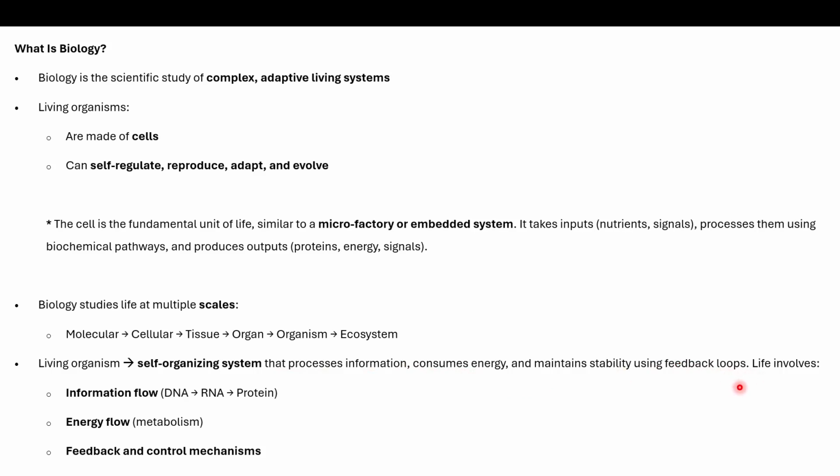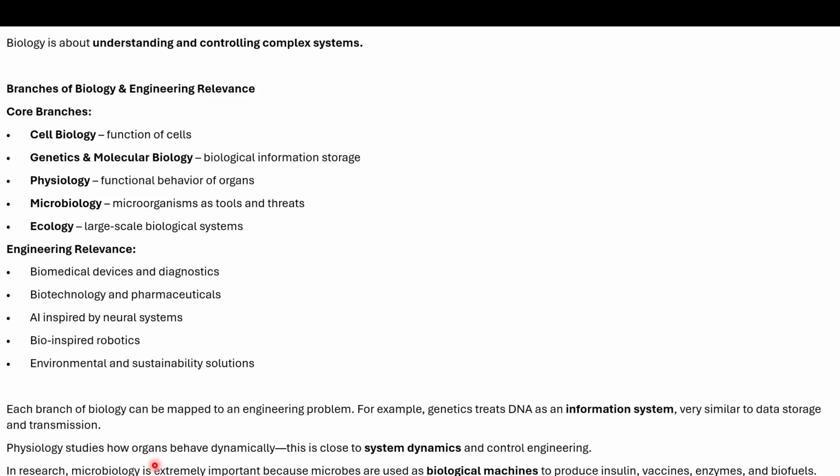And in general, if we talk about life, it involves information flow, usually the genetic code, which is the DNA, then it is transcribed into RNA, and RNA codes for proteins. Rather, the nucleotides code for amino acids, which are the building blocks of proteins. Then there's energy flow or metabolic pathways, and then feedback and control mechanisms. So, biology is about understanding and controlling complex systems.